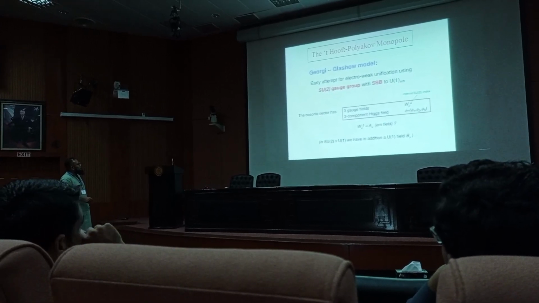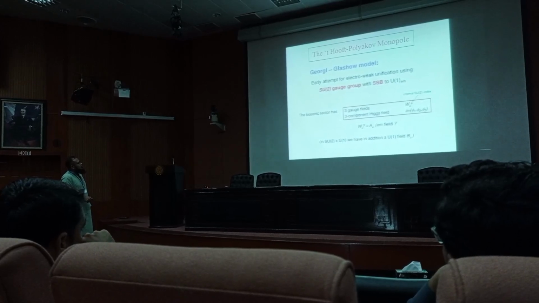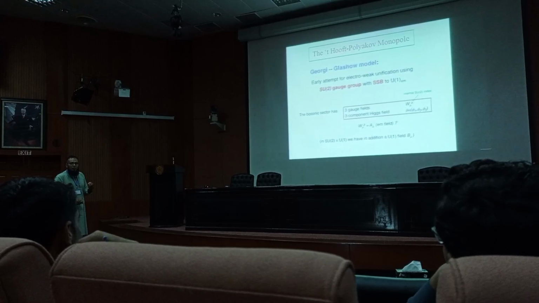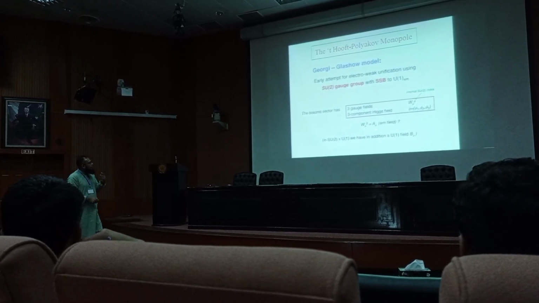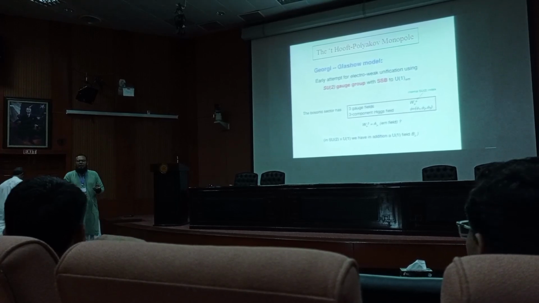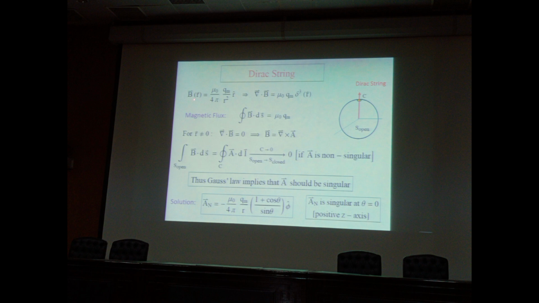So this way, the bosonic sector contains three gauge fields and a three-component Higgs field. They also consider a triplet for Higgs. And the third component of this, W3, they identified with the electromagnetic field, and the other two are W plus and W minus.